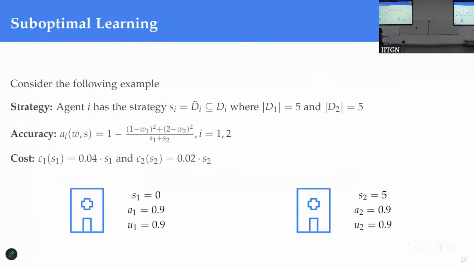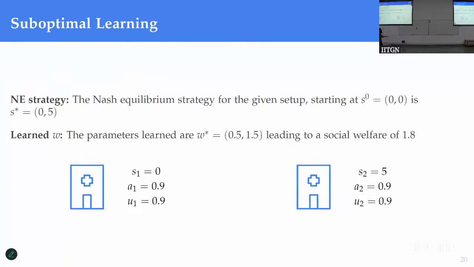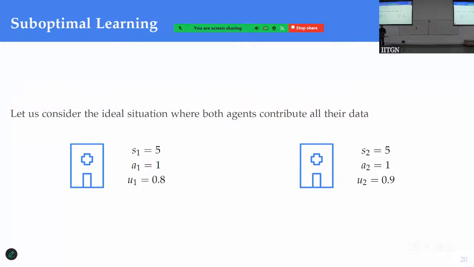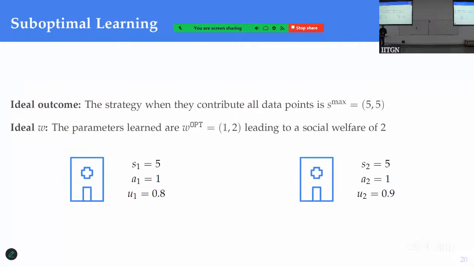Now, this is the example, a very similar setup. Both the agents have data of size 5. The equilibrium turns out to be that the first agent is not contributing data at all, and the second agent is contributing the full amount of data. If you look at the social welfare, W star will be 0.5, 1.5, where the social welfare is 1.8. This is the equilibrium social welfare, but if they contribute their data, then the social welfare will be equal to 2.